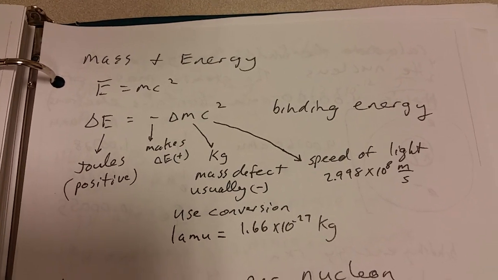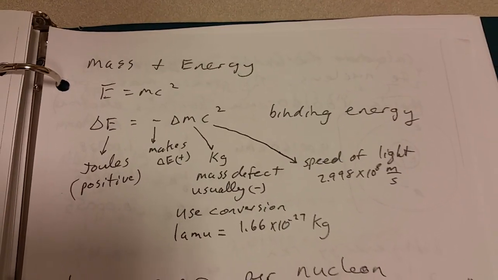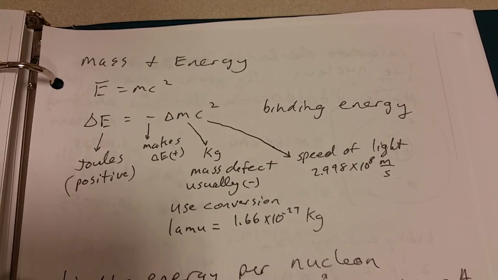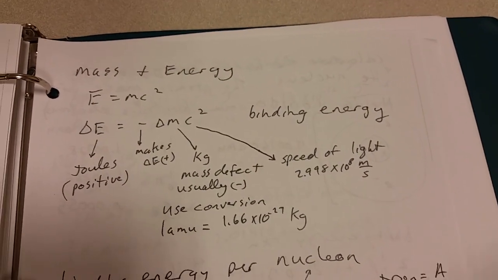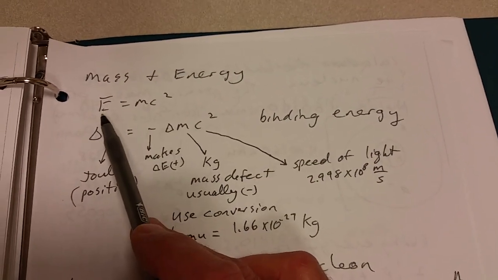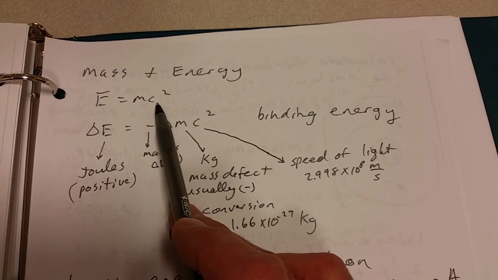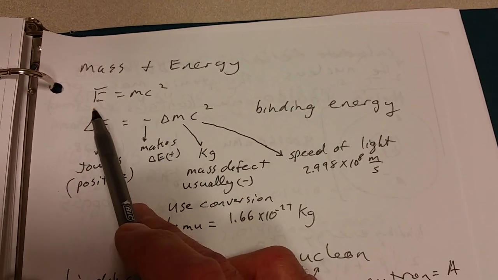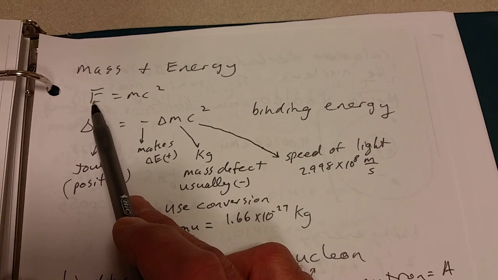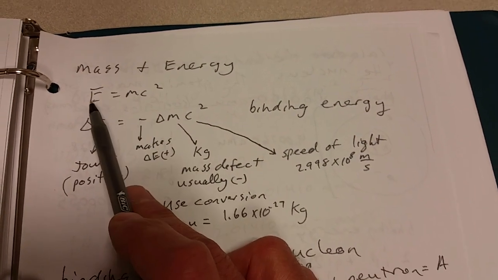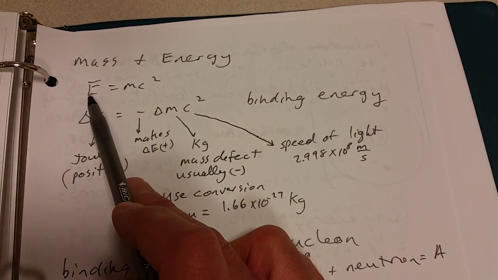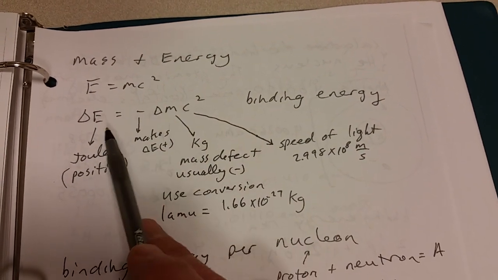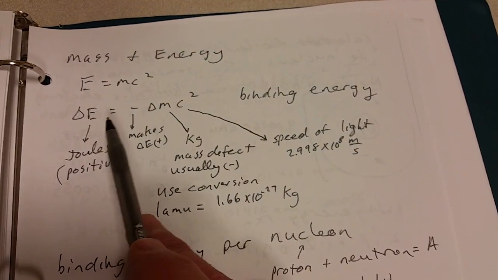Okay, the last topic in chapter 20, the last major topic with calculations, is mass to energy conversions. This is using Einstein's famous equation of E equals mc squared. Essentially, for the very small particles, there is energy that is associated with mass, and mass is associated with energy. For these nuclear reactions, mass and energy convert between one another.